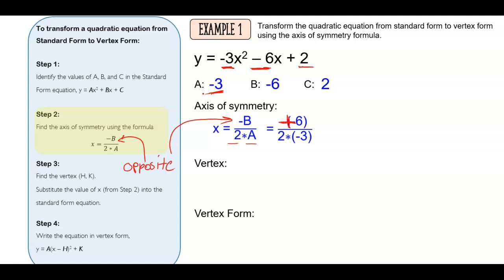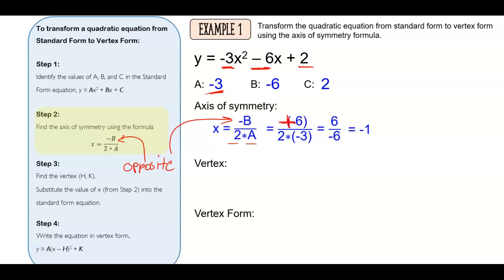What is 2 times -3? -6. So on the top, we have a +6. On the bottom, we have a -6. What's 6 divided by -6? -1.